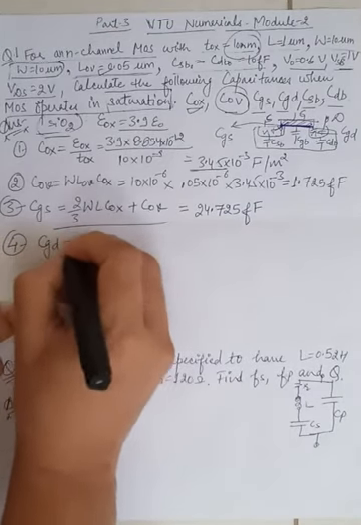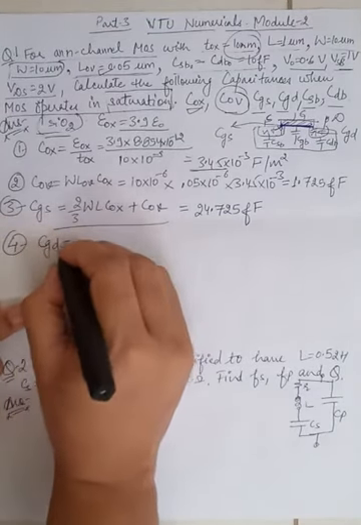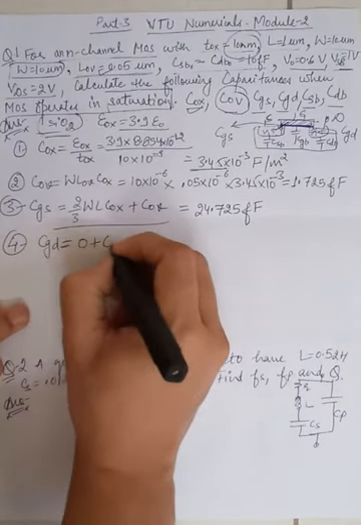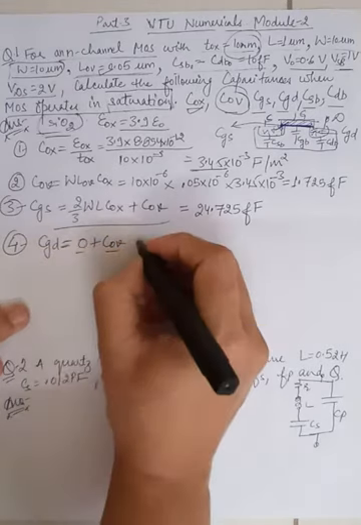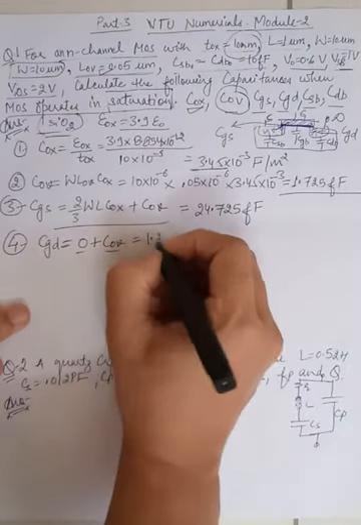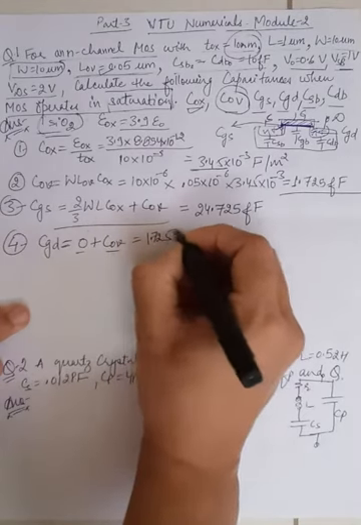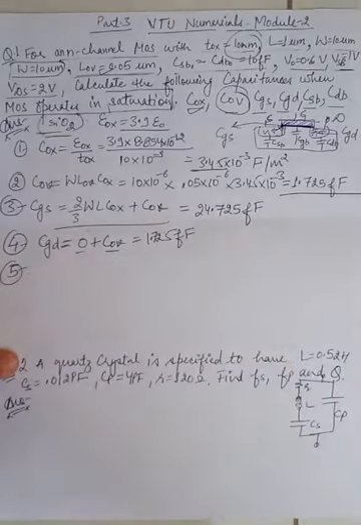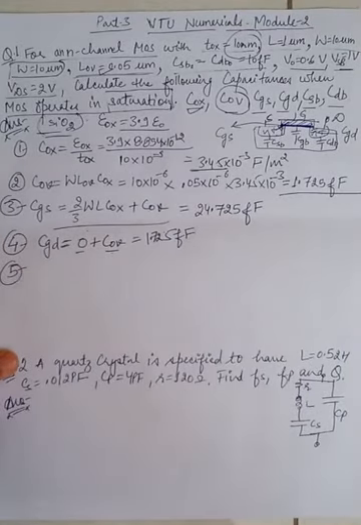Let's calculate the next value. Next is CGD. CGD for saturation is 0, but we should have an overlap capacitance also, so 0 plus COV. So COV is nothing but 1.725 we calculated. So this is equal to 1.725 femtofarads. Let's calculate the fifth value. Now, in the fifth value, they are asking for CSB and CDB. So we can calculate the CSB and CDB.